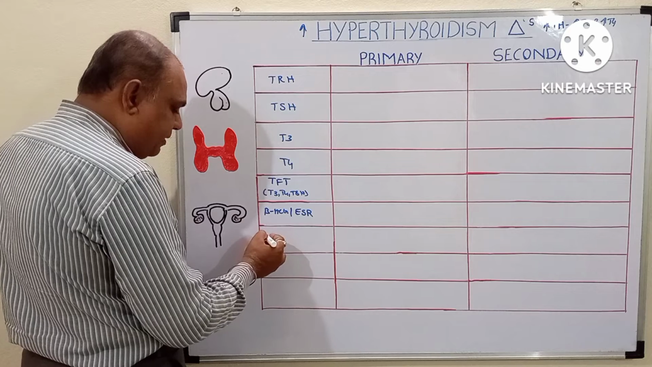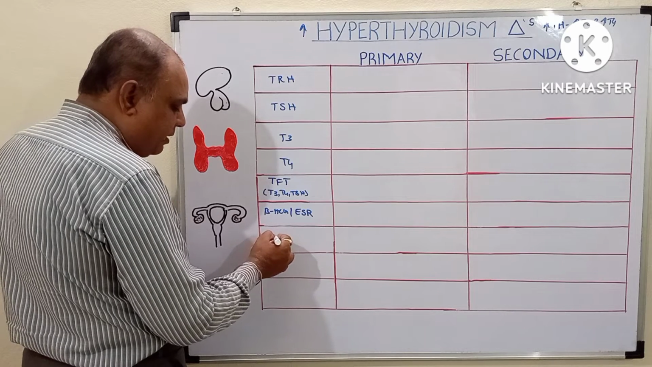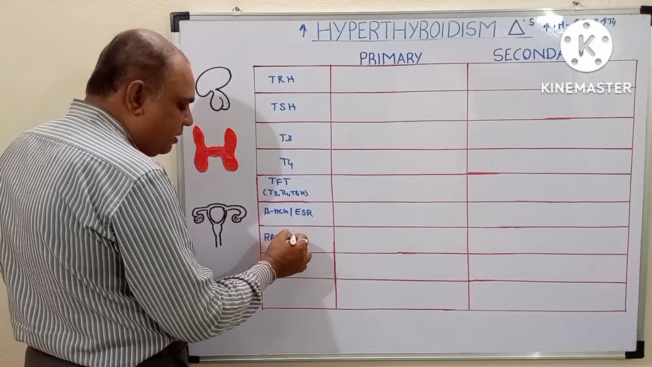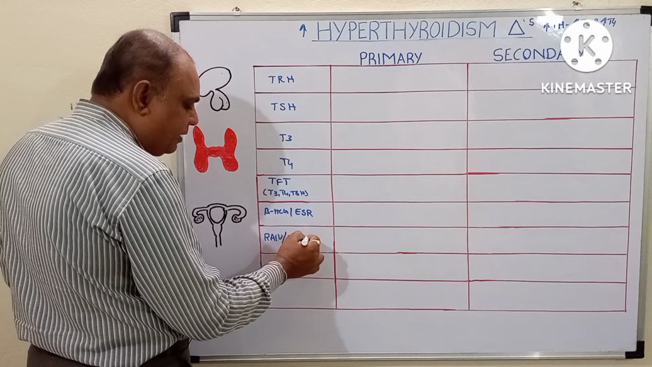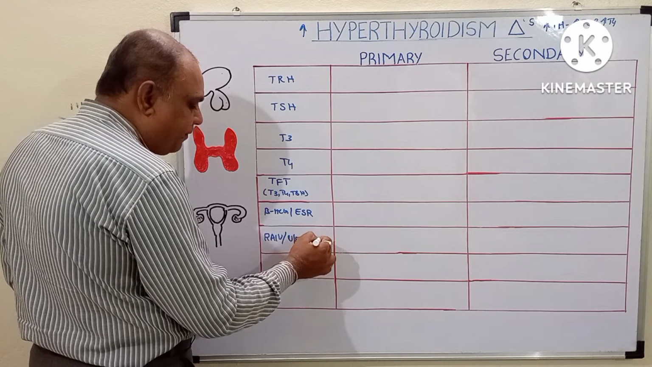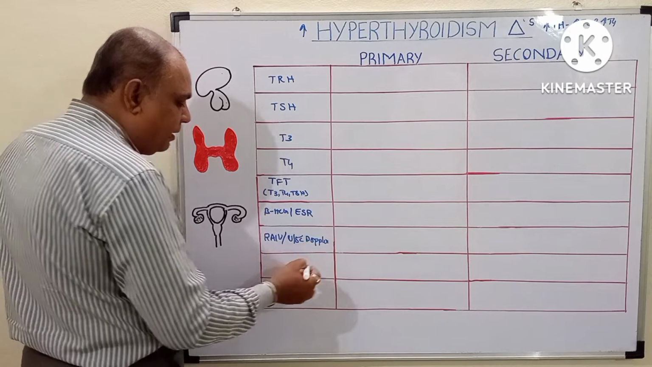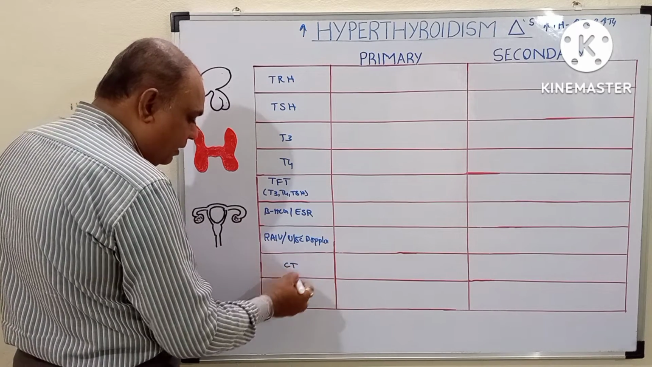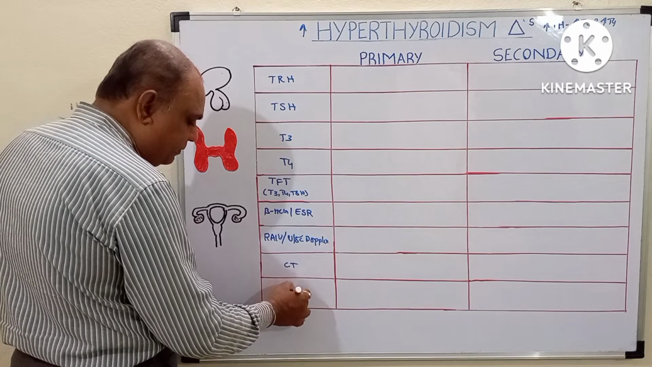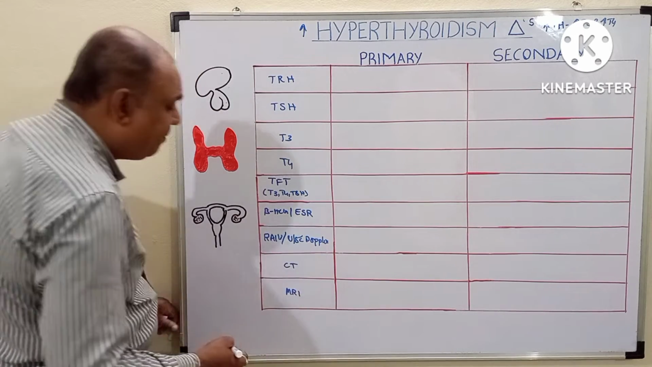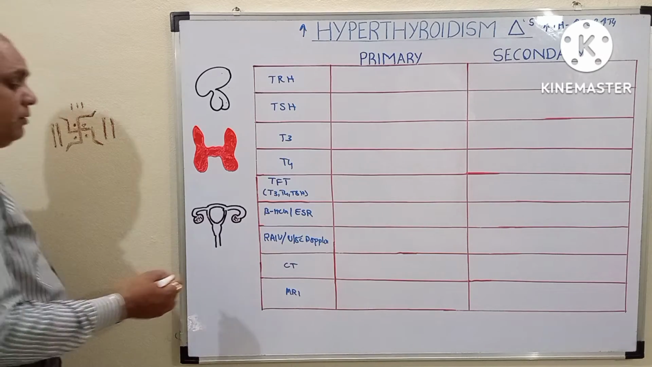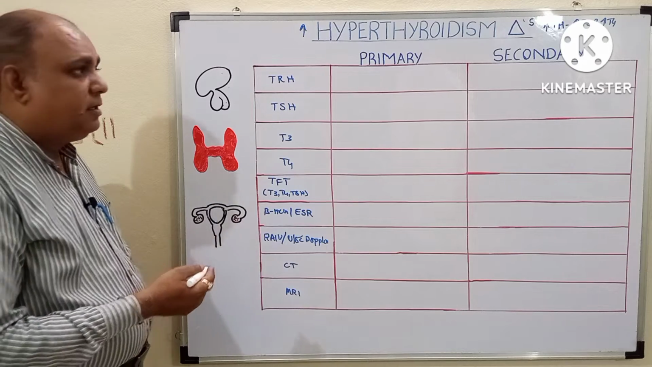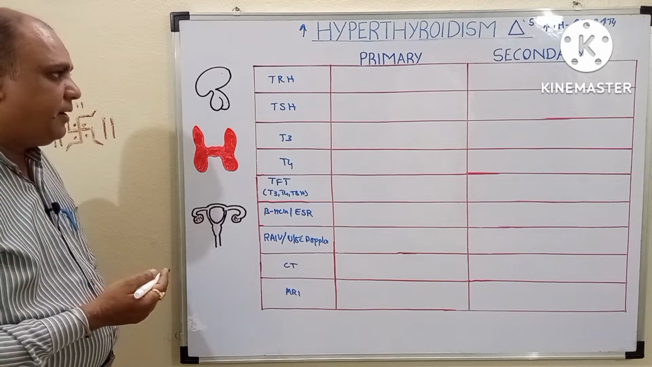Then the next is radioactive iodine uptake, or ultrasound with Doppler, and CT scan, MRI. Now, these are the few list of investigations which may help us in studying of hyperthyroidism.